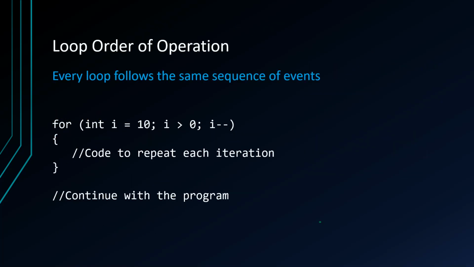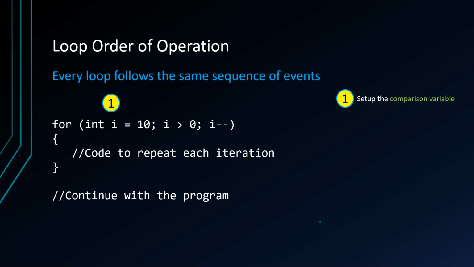Okay, so let's look at the whole order of operation. What is the order that this code actually executes in? Because there are a lot of statements going on here. Every loop follows the exact same sequence of events. The first thing that happens is we have to set up the comparison variable: int i equals 10. You notice this loop is doing something different than the last one. This time our counter variable is starting at a value of 10.